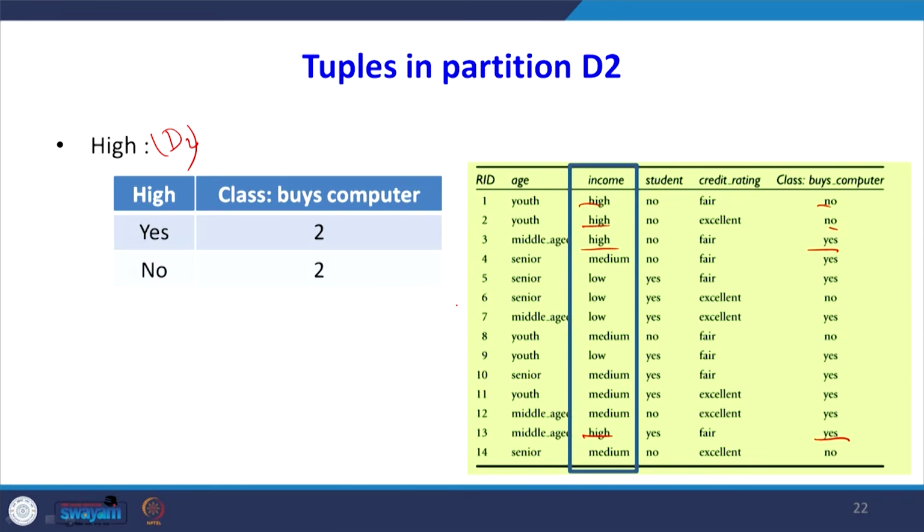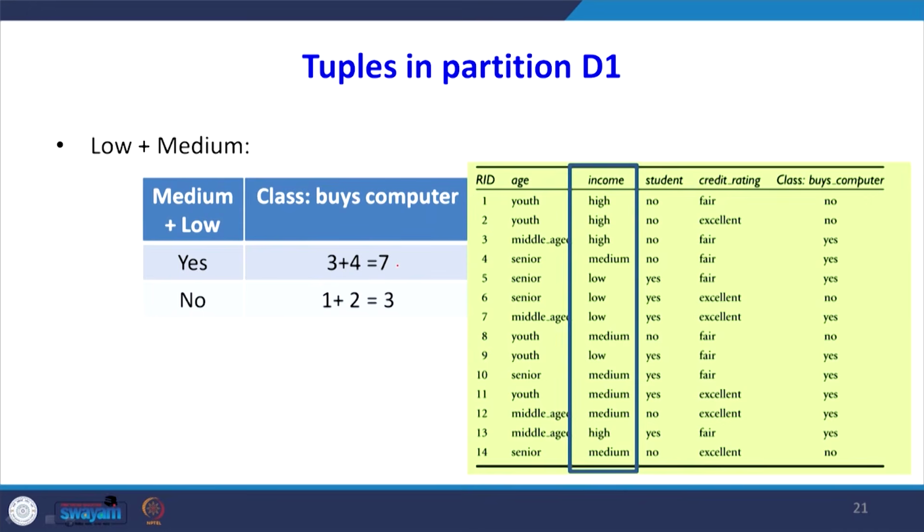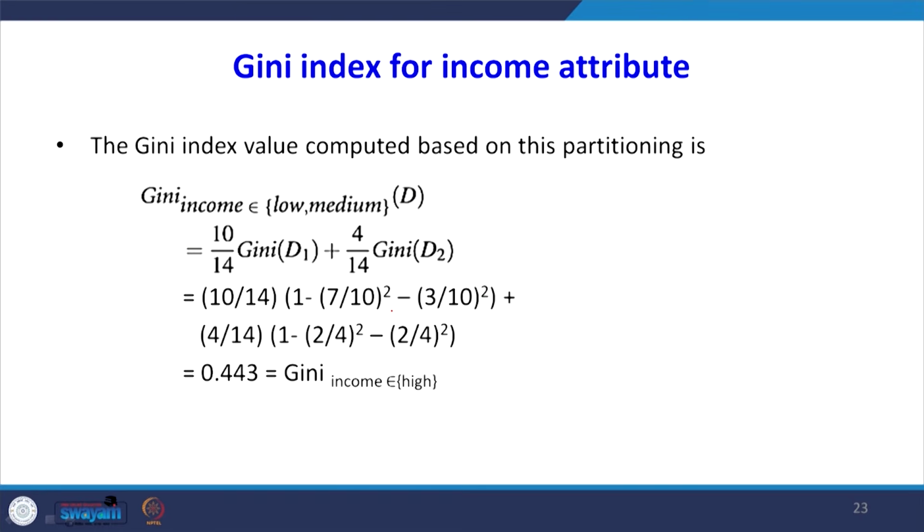How did we get this 7? You see that there are 7 yes and 3 no. That is why it is 7 by 10 whole square minus 3 by 10 whole square. For D2 there are 2 yes and 2 no, so 4 divided by 14 times 1 minus 2 by 4 whole square minus 2 by 4 whole square. This value is 0.443. So, this is the Gini value for income high. Finding the Gini value for low and medium is equivalent to finding the Gini value for the other group, that is high.